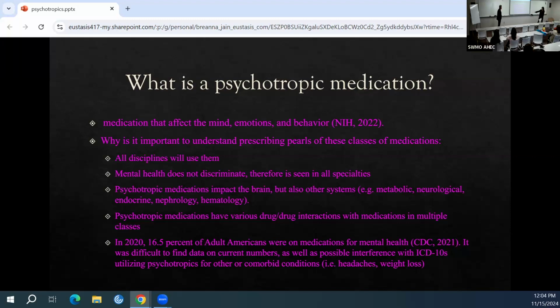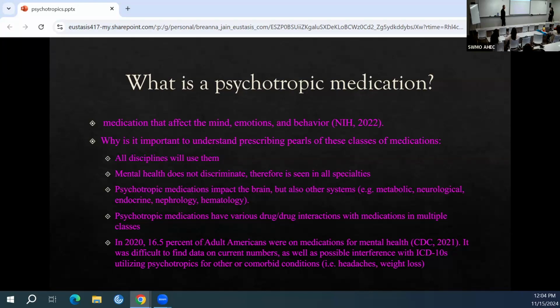I think this is an understatement, but it says 16.5% of adult Americans were on medications for mental health as of 2021. Those were pre-COVID statistics. I don't know what they are now; they don't have that data out yet. But that means a lot of people are taking medications for their mental health, and you're going to see those popping up when you're reconciling meds and looking at what your patients are taking.